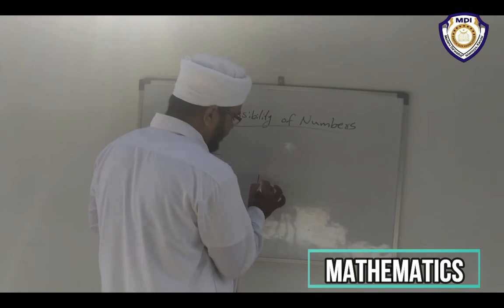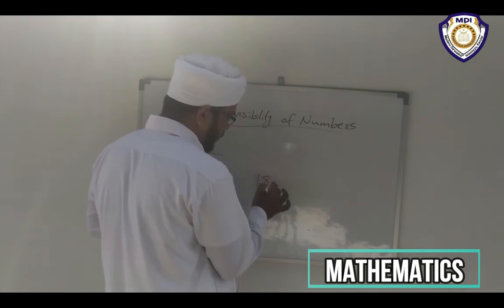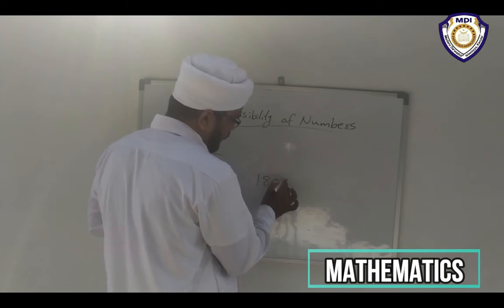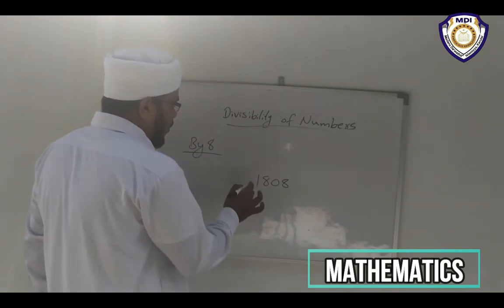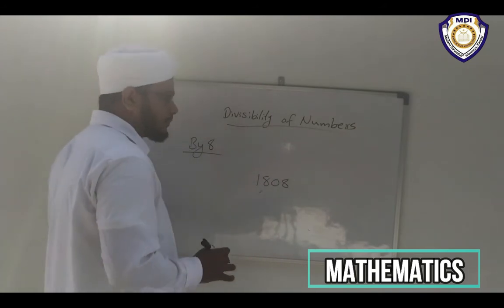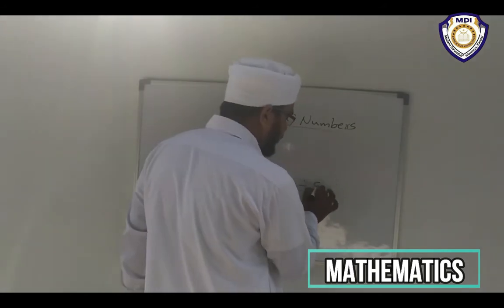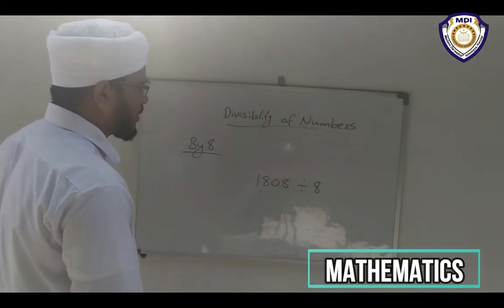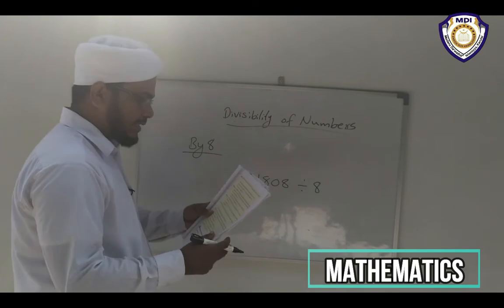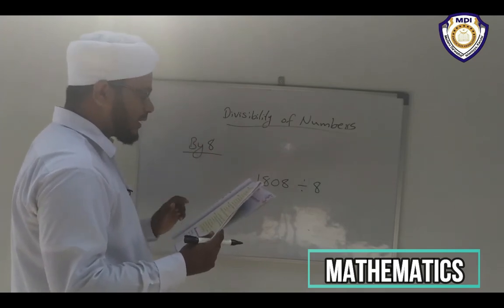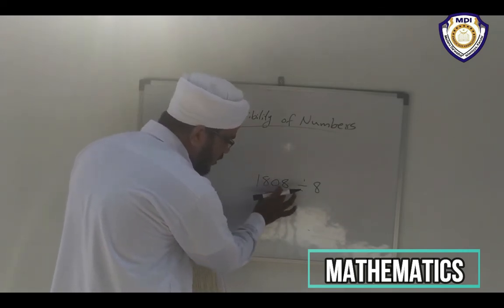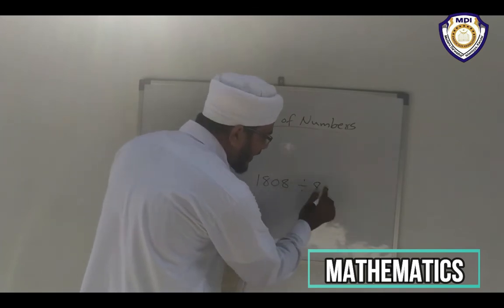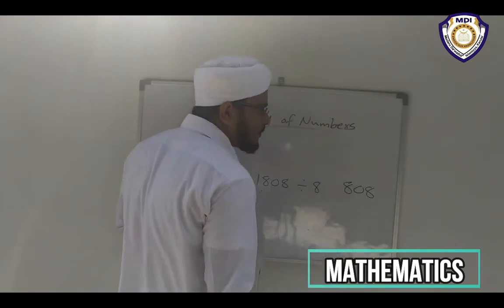A simple example: 1,808. Is it divisible by 8? How can we check? Yes, you have to take the last 3 digits at the place of ones, tens, hundreds, and you have to form a new number. Then it will be 808.